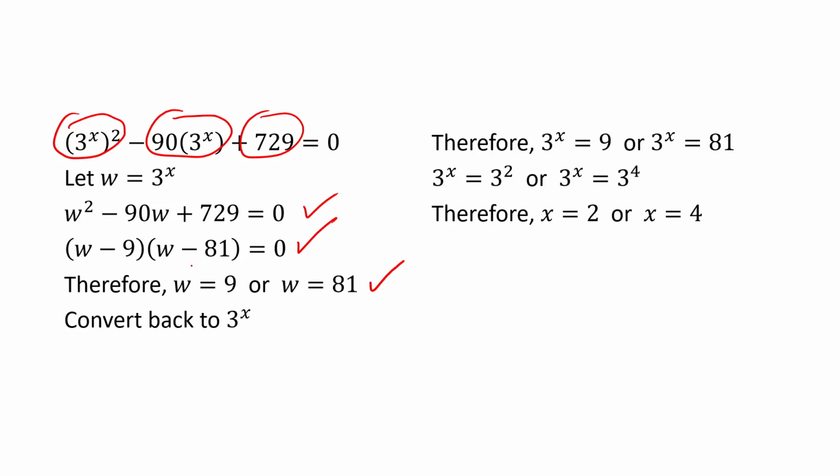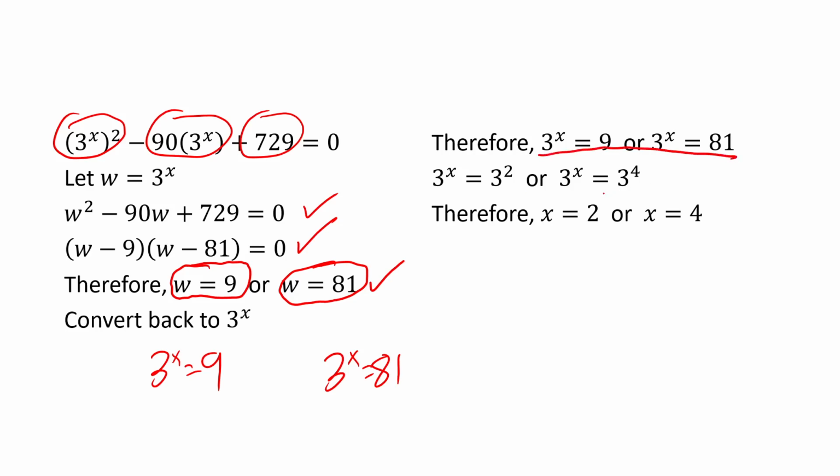So we recall what w is. w is 3 to the x. So if I say w equals 9, I'm saying 3 to the x equals 9. And if I say w equals 81, I'm saying 3 to the x equals 81. And I'm going to solve both of those equations, as shown here.